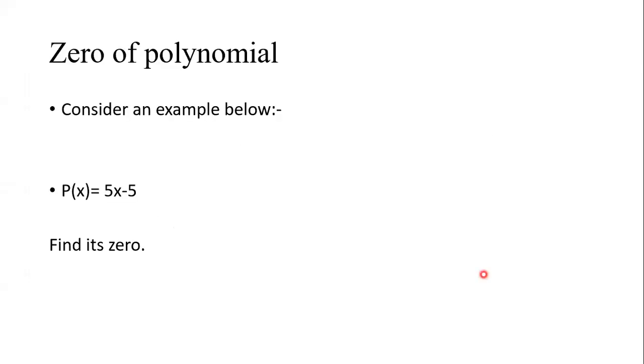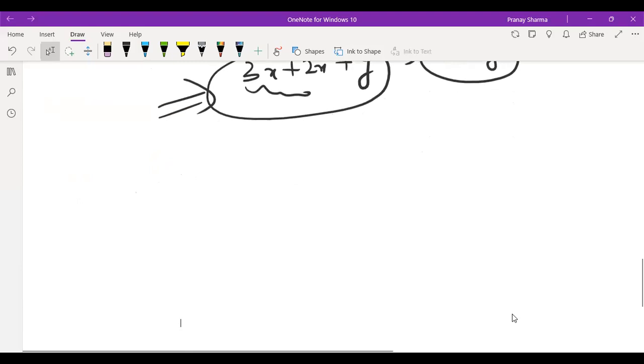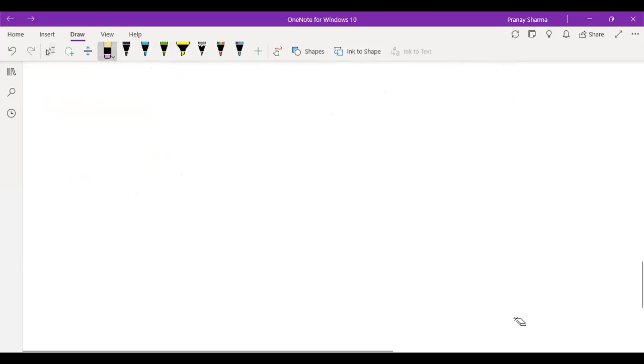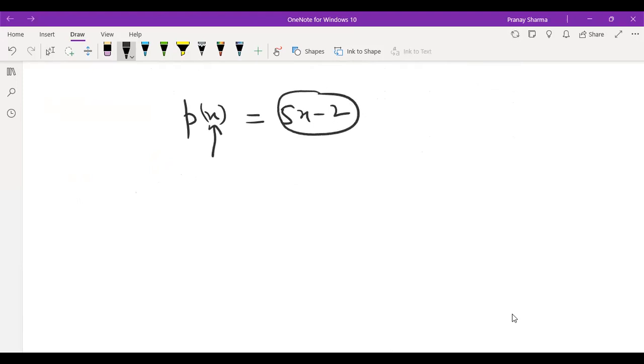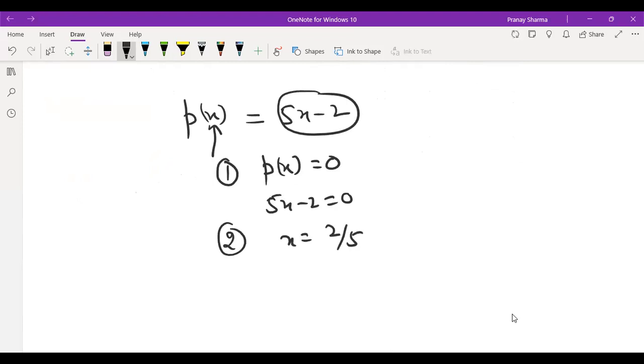Fine. Now consider the zero of a polynomial. So this is something that is very important. 5x minus 2 is given to us, right? And we were asked to calculate the zero of that polynomial. Now what do we understand by that? Suppose 5x minus 2 is your p of x and they are asking you to calculate the zero of this polynomial. That means for what particular value of x the RHS becomes 0. So in order to calculate this, step number 1 is put p of x equals 0. So that means 5x minus 2 should be equated to 0. Calculate the value for x, right? So x comes out to be 2 over 5.